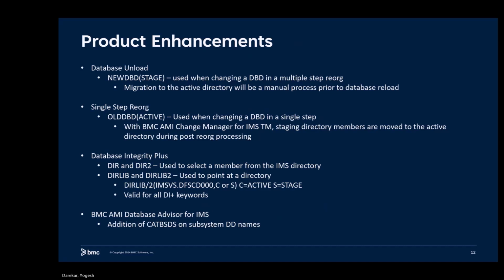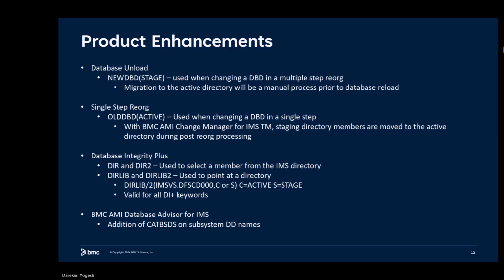And so also with Database Integrity Plus, we've added the ability to compare with the directory. All the keywords that we have, like compare and cross-reference and other ones, before where you would specify either IMS or DBD lib or ACB lib, you can also now specify the directory. And not only can you specify the directory, you can specify whether to use active or staging. That way, if you want to compare your active versus staging to make sure it's the change that you want to make, our tool will show that for you.